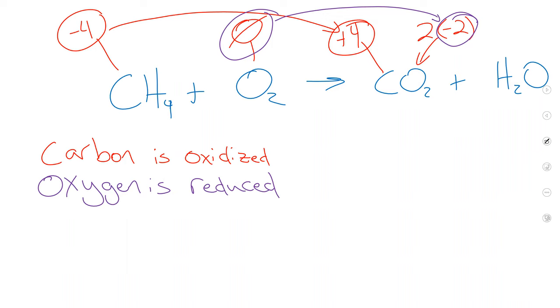So I just cleaned this up a little bit using the same example here. Then we'll do more practice with oxidation states, but I just want to define a couple of terms first. So we can look at this and say, okay, the carbon went from a -4 to a +4. Therefore, it lost electrons, which means it was oxidized. The oxygen went from a 0 to a -2. And if it went from a 0 to a -2, it gained electrons, which means it was reduced.